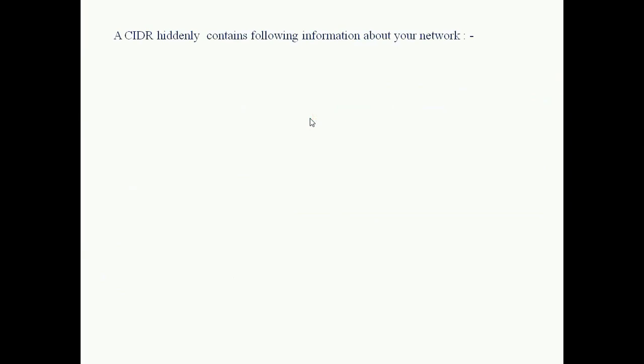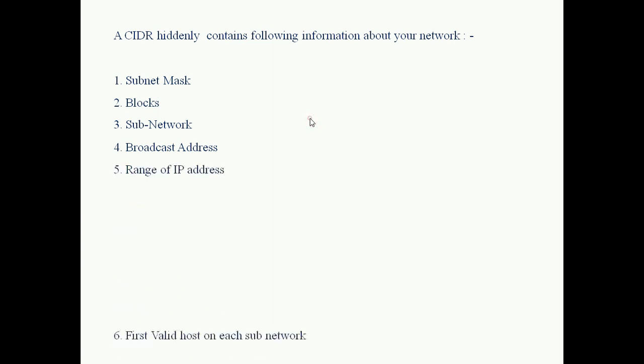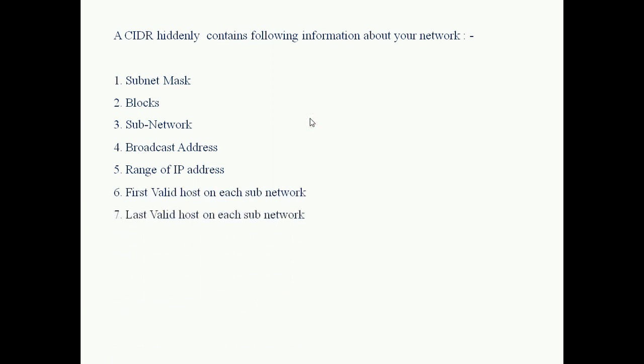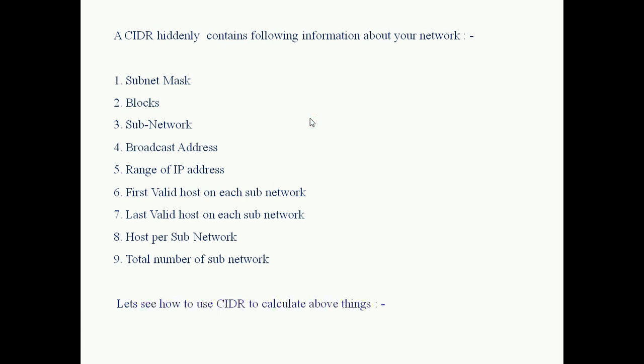A CIDR implicitly contains the following information about your network: subnet mask, blocks, subnetwork, broadcast address, range of IP addresses, first valid host on each subnetwork, last valid host on each subnetwork, hosts per subnet, and total number of subnetworks. Let's see how to use CIDR to calculate the above things.